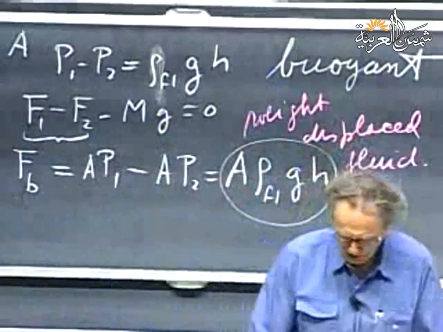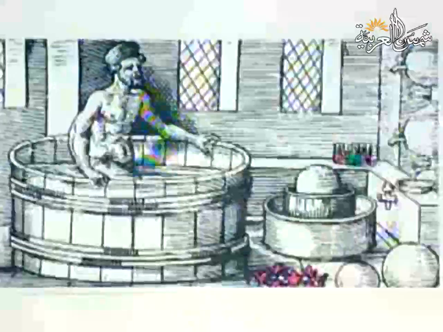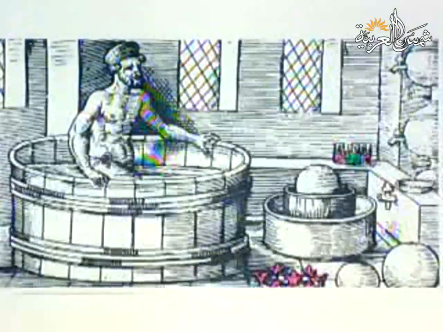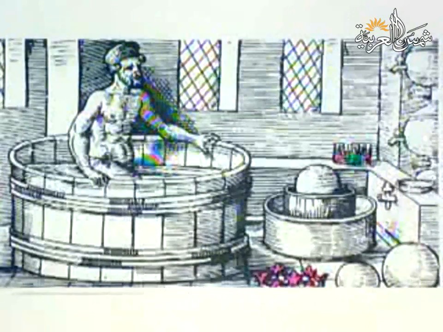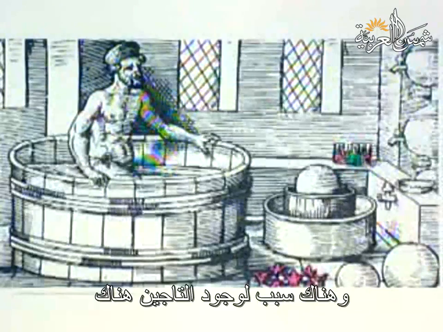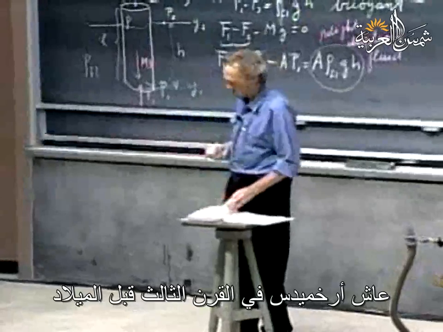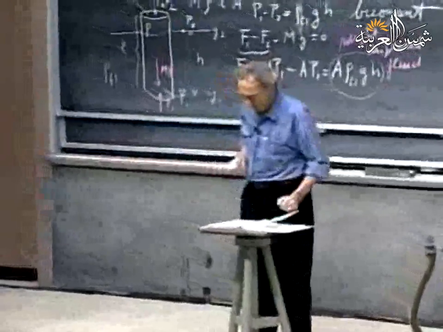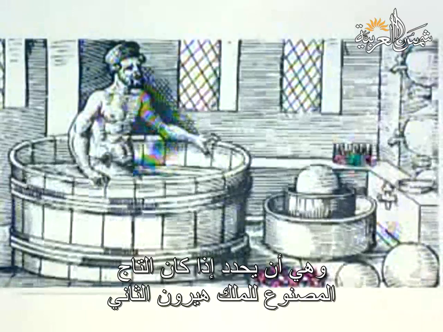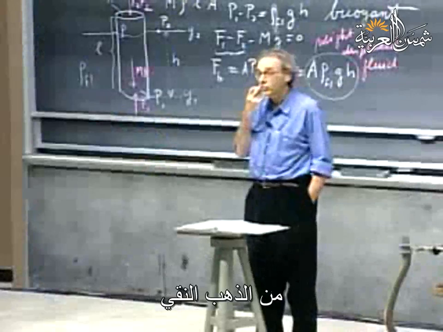According to legend, Archimedes thought about this while he was taking a bath. And I have a picture of that here. I don't know from when that dates, but you see him there in his bath. But what you also see are two crowns. And there is a reason why those crowns are there. Archimedes lived in the 3rd century BC. Archimedes had been given the task to determine whether a crown that was made for King Hieron II was pure gold.